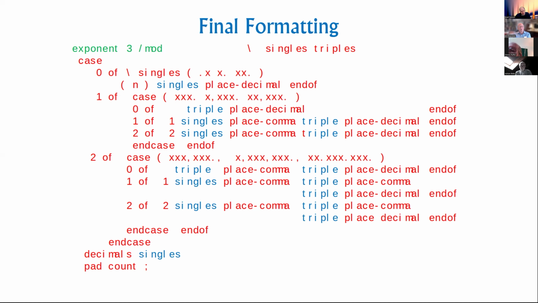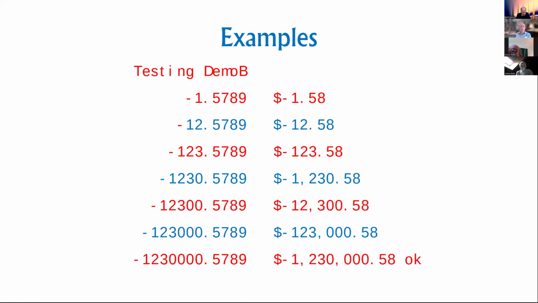At the bottom, then we do pad, which gets us the address of the conversion buffer, and count gives us our count. Now we're ready to output. So here's our examples we're testing. So I put in the number to begin with, minus 1.5789. I specified 2 decimal points, 2 decimal places, and the precision takes care of the rounding.